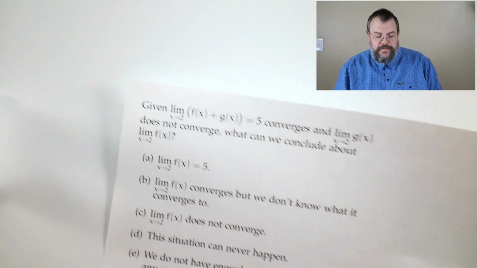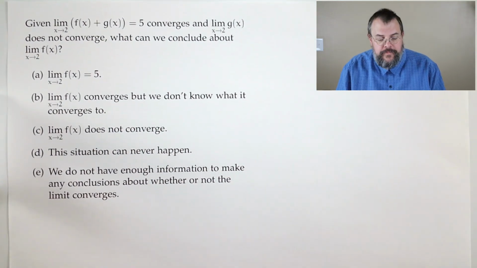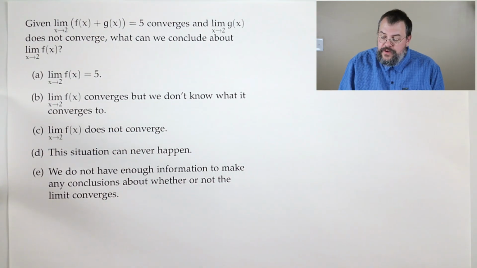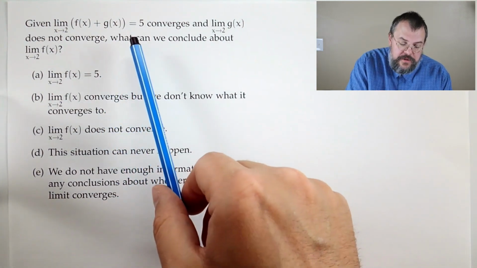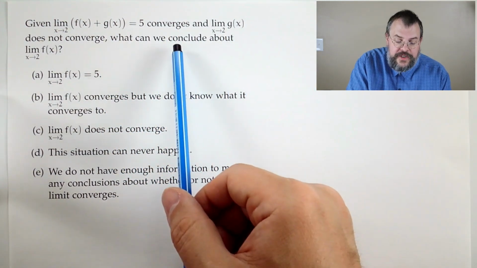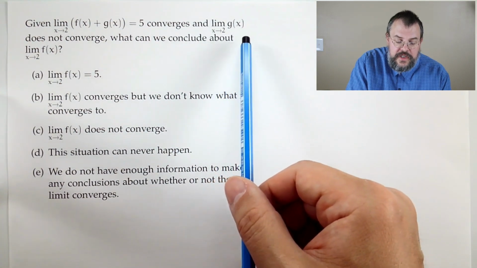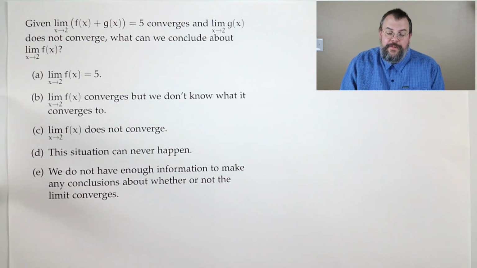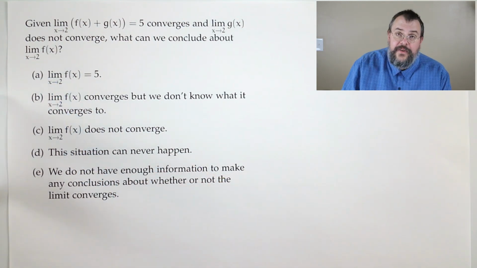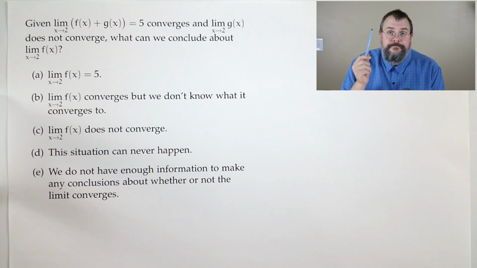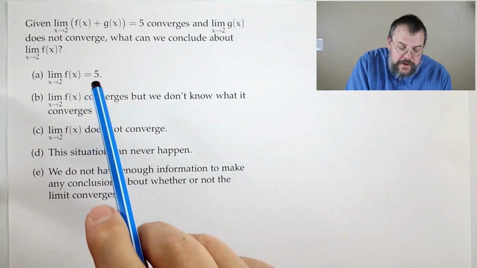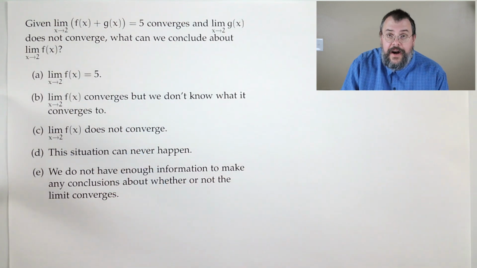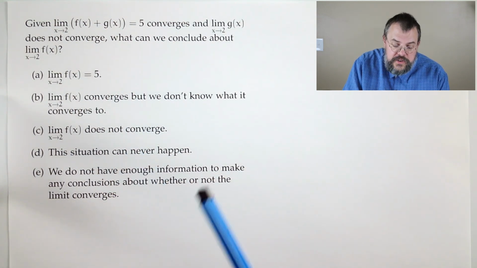All right. Let's do another word problem, which is going to be a little bit similar. Given the limit as x goes to 2 of f of x plus g of x equals 5, so it also converges, and the limit as x goes to 2 of g of x does not converge, what can we conclude about the limit as x goes to 2 of f of x? All right, this one's a thinker. We know that when we add them together, the result has to be 5. And we know that g of x doesn't converge.